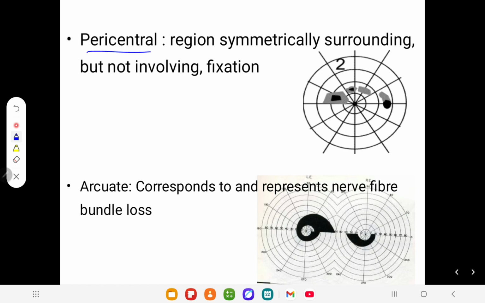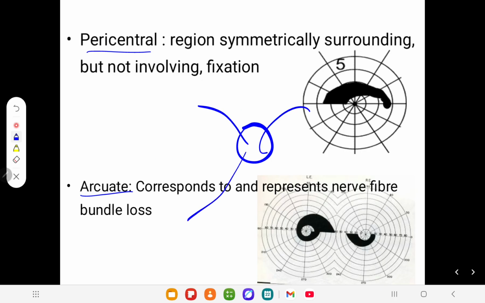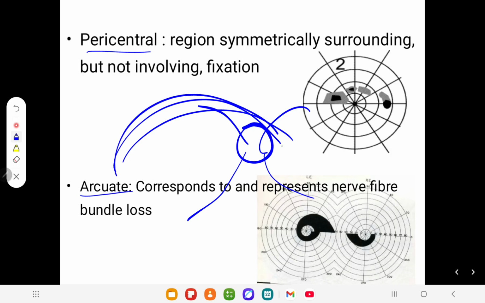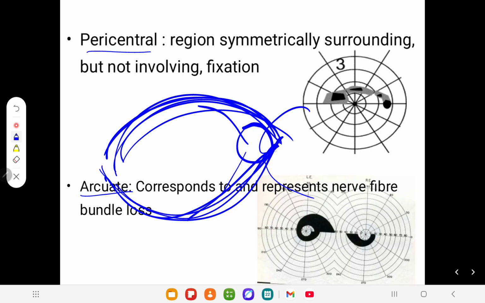Arcuate, as the name suggests, is an arc, isn't it? It corresponds to the representation of the nerve fiber bundle. For example, if this is the optic nerve head and these are blood vessels, the nerve fiber layers also move in an arc. This is the superior arcade and this is the inferior arcade. If the lower and superior arcades meet, then it's called a totally round visual field defect, isn't it?